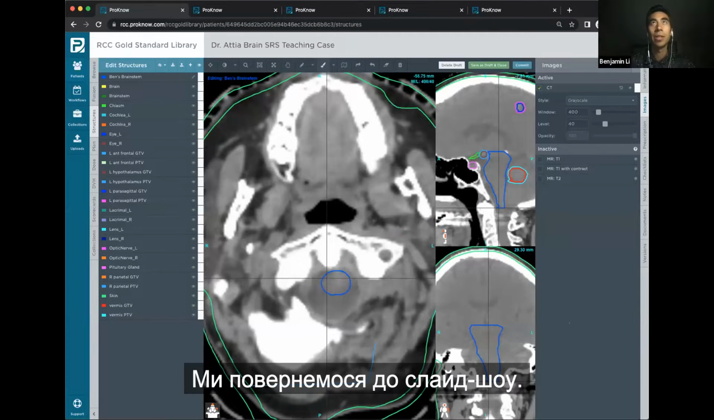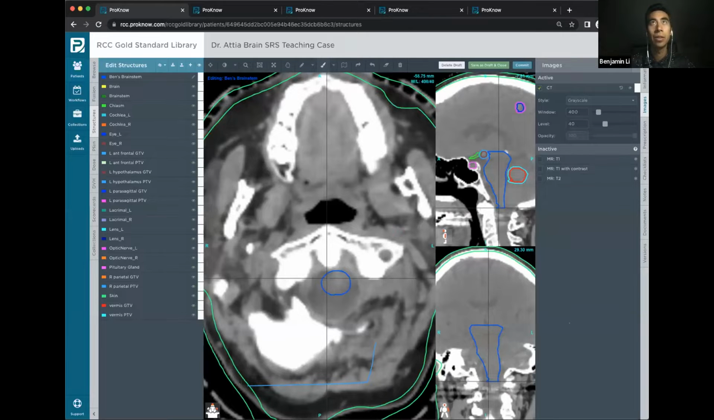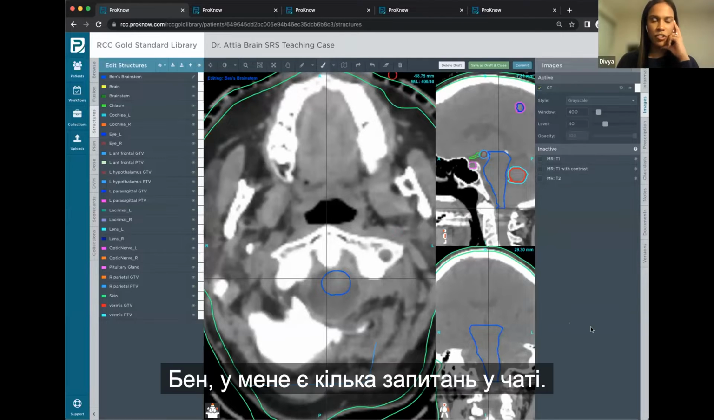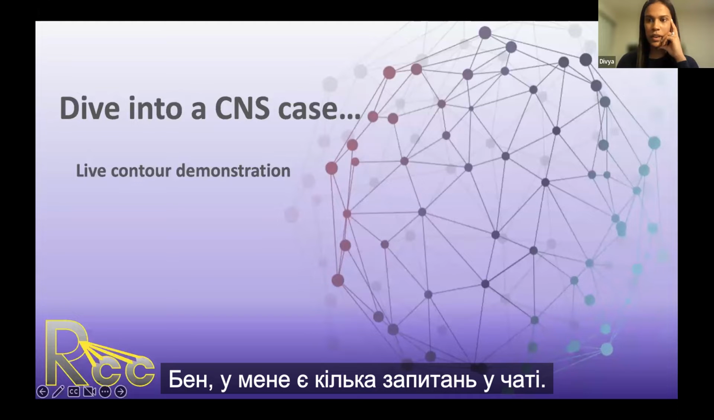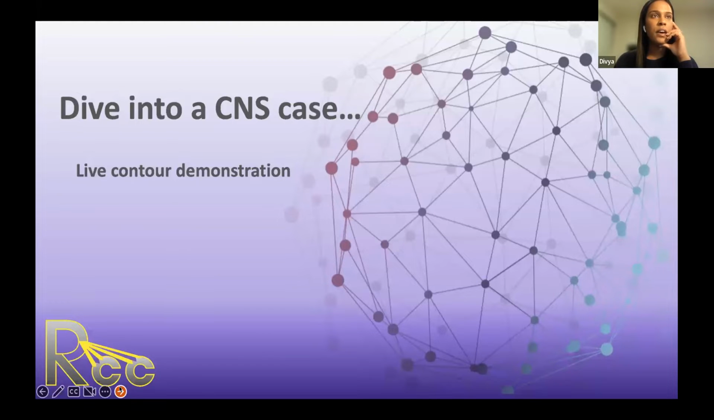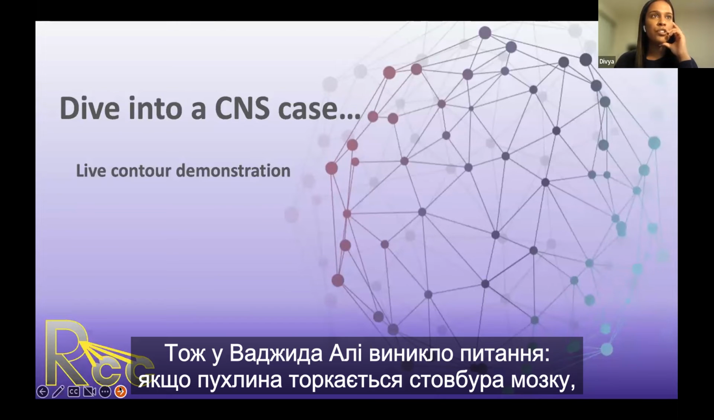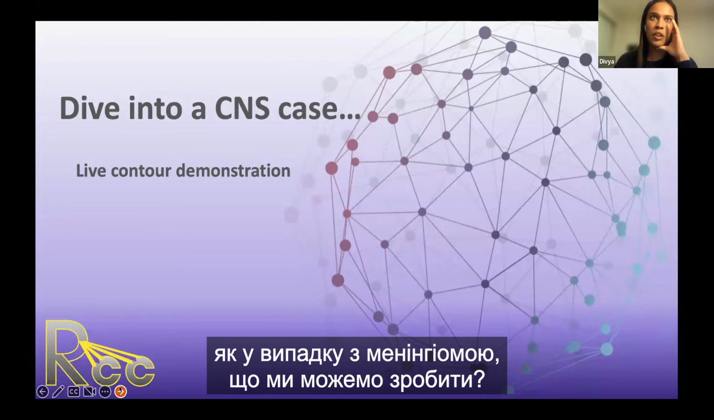Okay, we're going to go back to the slideshow. Ben, there's just a couple of questions in the chat. Sure. So Wajid Ali's got a question of, if the tumor touches the brainstem, like in the case of meningioma, what could we do?